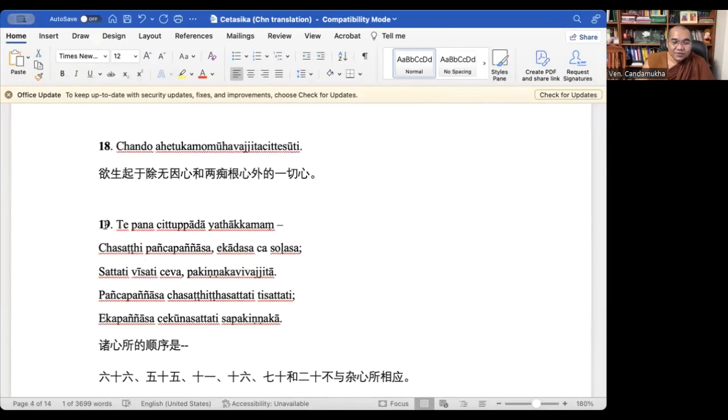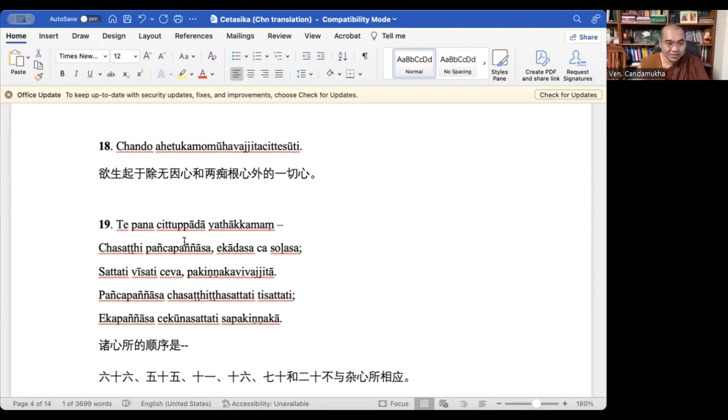Here, in brief, the summary is: Cittuppada Yathagamam. Cittuppada means arising of the consciousness. Our consciousness does not arise alone; it arises together with the Cetasika. Yathagamam means according to the serial order. First one is the 7 Sabbacitta Sadharana, second one is the Vitakka, third one Vicara, and so on. We try to put them in the serial order.